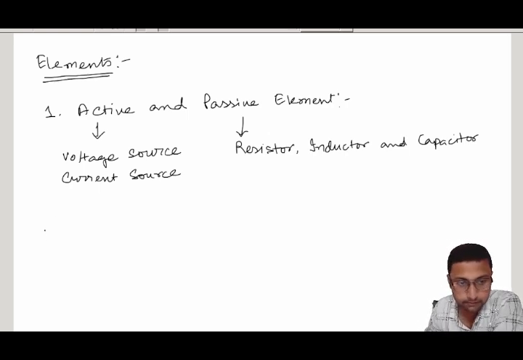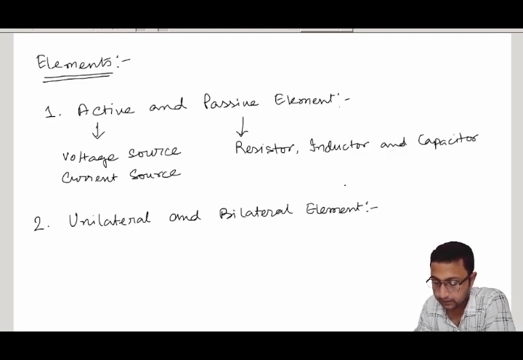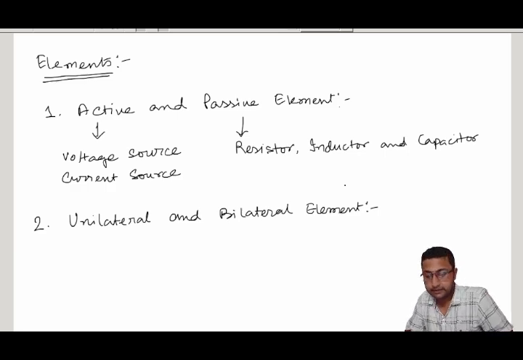So number two classification is unilateral element and bilateral element. So what is a unilateral element? If the magnitude of current passing through an element is affected by the polarity of the applied voltage, then this element is called a unilateral element. That means the current magnitude depends on the polarity of the applied voltage. So it is called the unilateral element.